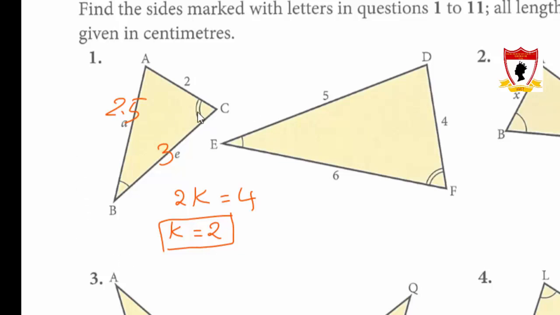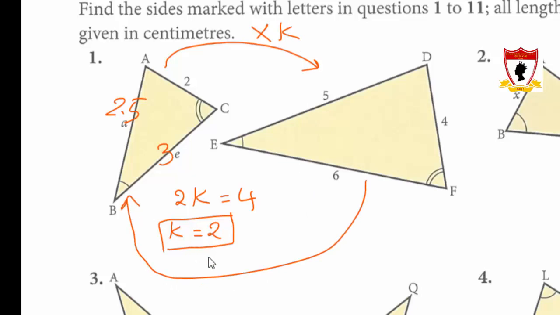If we go back, when we go from the smaller triangle to the bigger triangle, we multiply by the k. When we go from the bigger triangle to the smaller triangle, we divide by k. And k is, for this question, 2. For another question, k will be something else. If we go back, we'll get the same results.